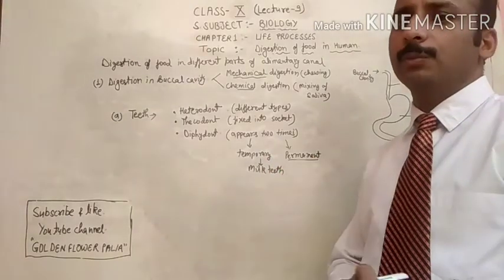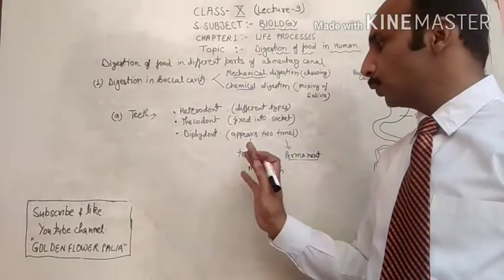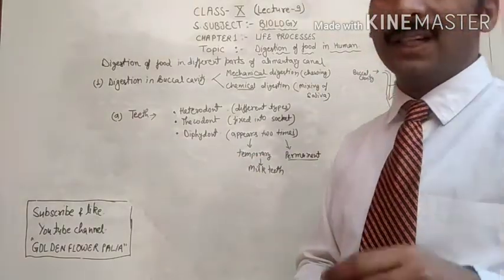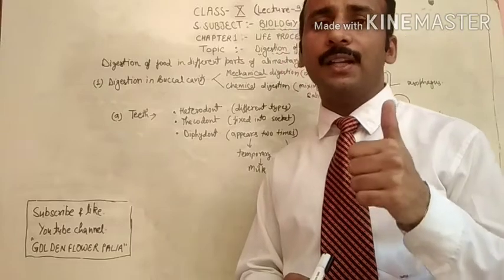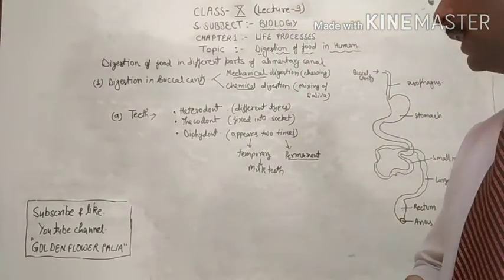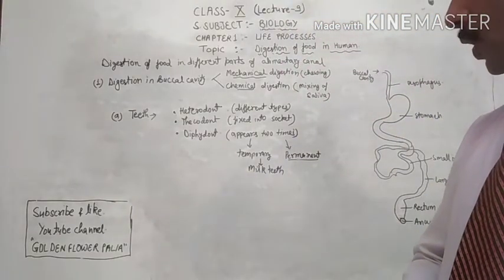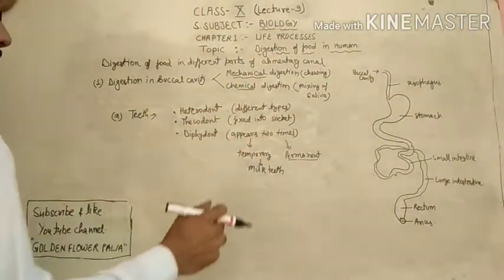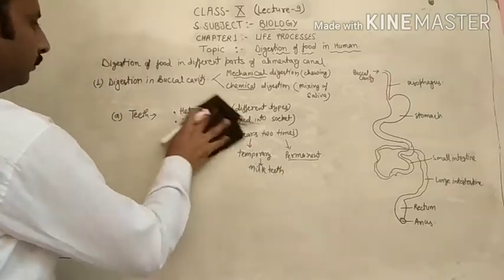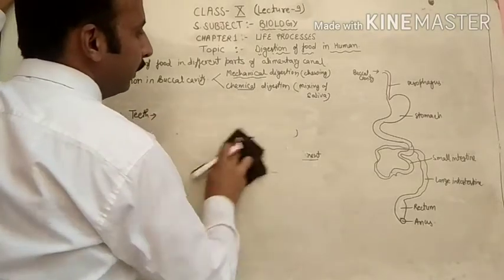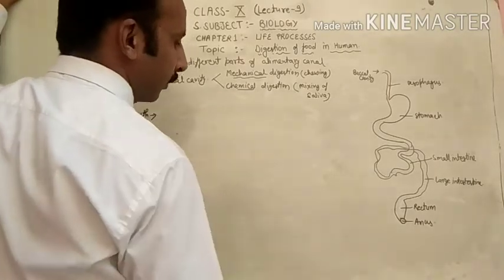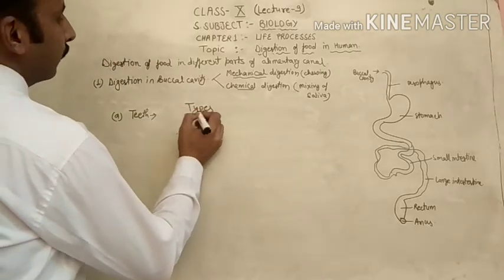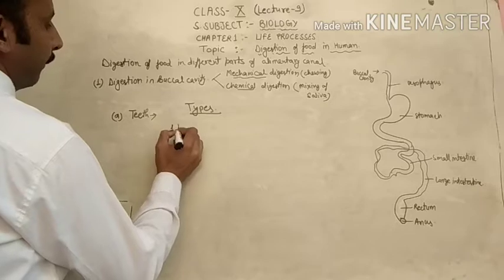The teeth of the human beings appear two times in the life cycle of the human. That is why they are called diphyodont. Heterodont means different types. So in the human beings, the types of teeth are four types.